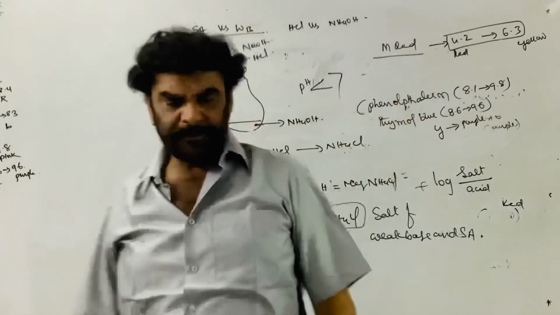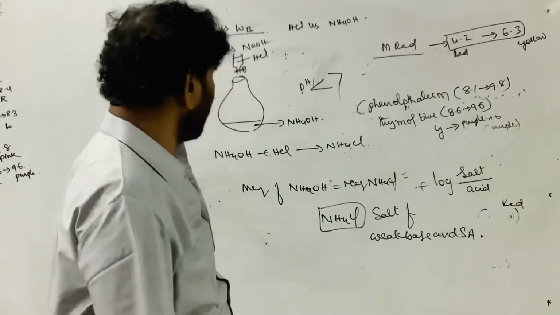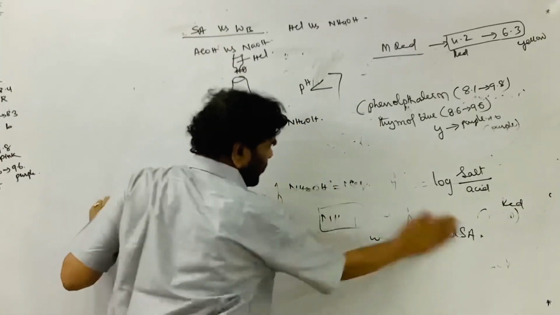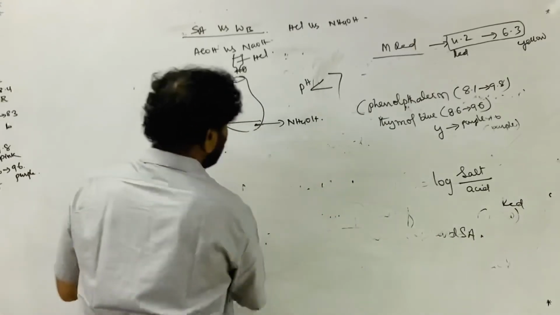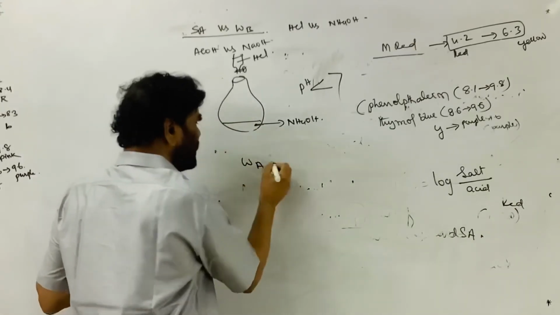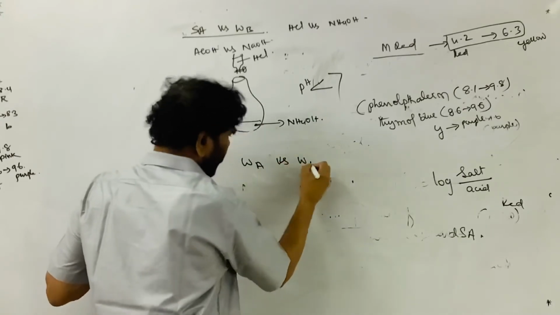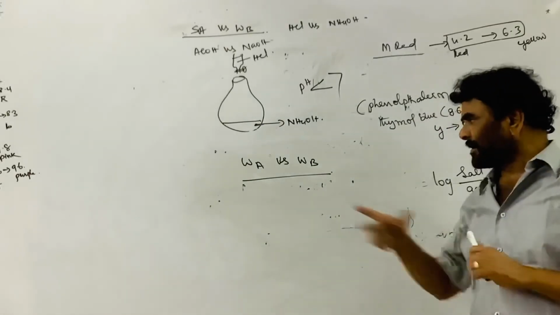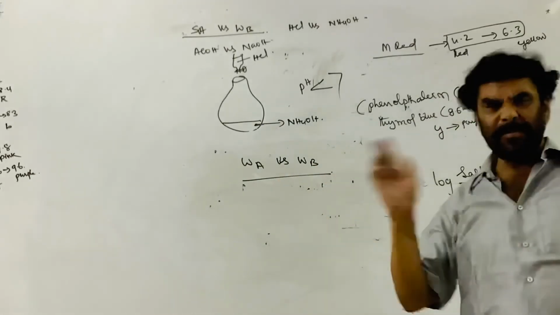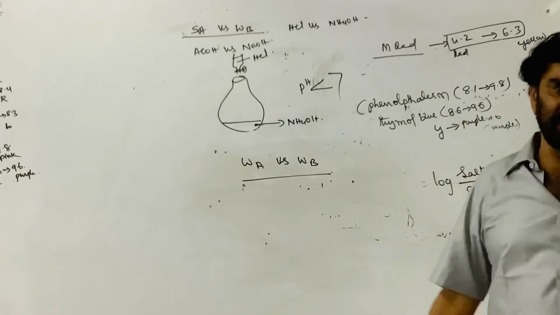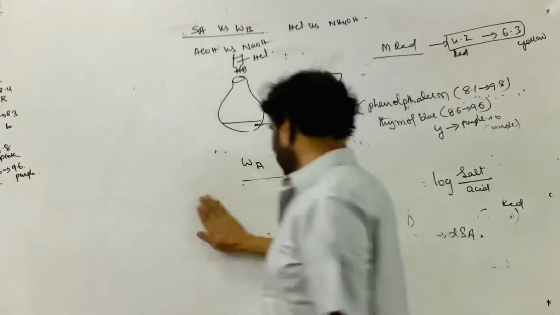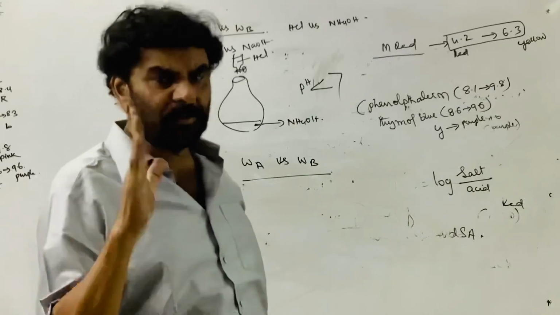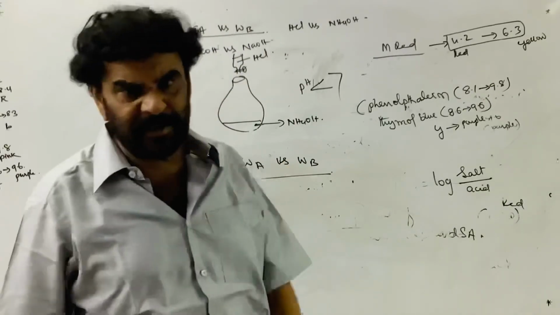And the next one is weak acid versus weak base. When a weak acid versus a weak base is taken, at the equivalence point there will be no sharp variation. The salt of a weak acid and weak base, it may be ammonium hydroxide and acetic acid, or any weak acid and weak base, has very little fluctuation in pH at the equivalence point. Selection of a suitable indicator is very difficult.